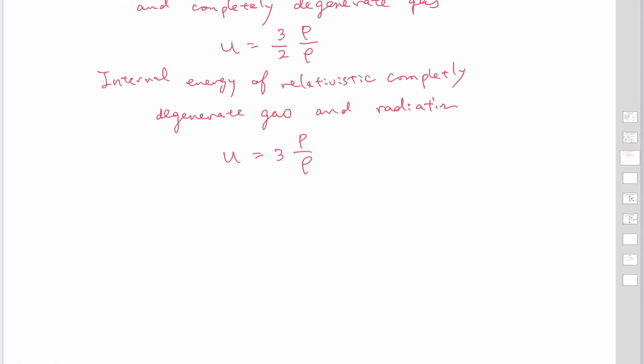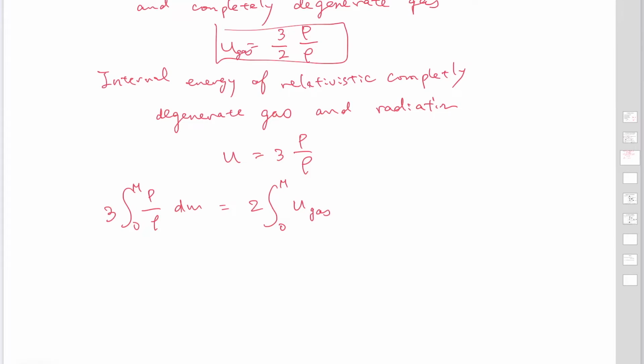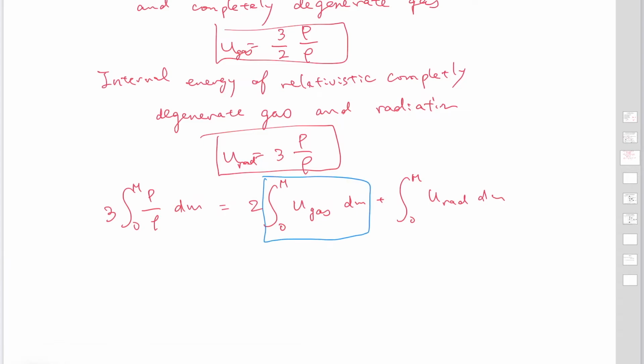So from this equation, you can find that 3 times the integral from 0 to M of P over rho dm is expressed, from the first equation, as 2 times the integral from 0 to M of u sub gas dm, plus the integral from 0 to M of u sub rad dm, for the radiation pressure. The first term corresponds to capital U sub gas, and the second term corresponds to U sub radiation, the internal energy of radiation.